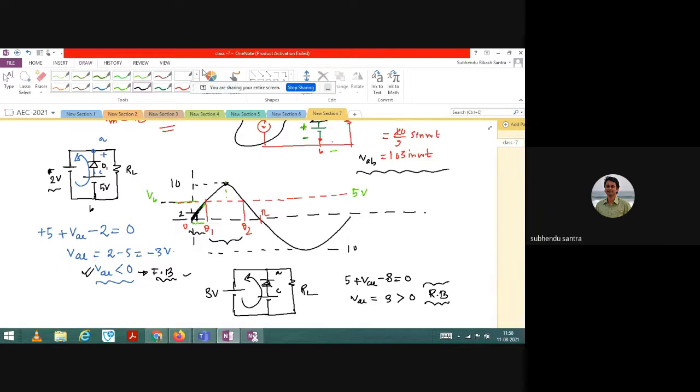So directly now I will write here. This region is simply forward bias, and here it is reverse bias. And then once again during this region, theta to pi, what will happen? Once again it will be forward bias.